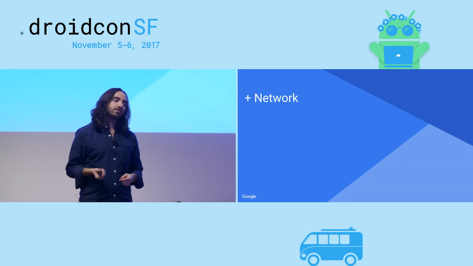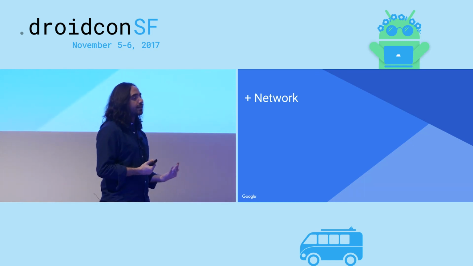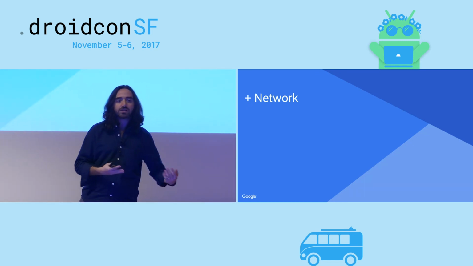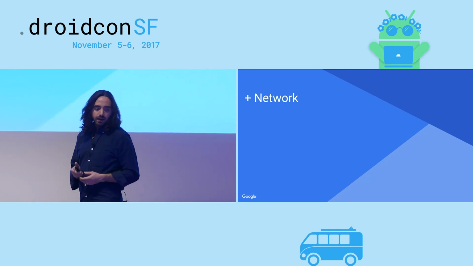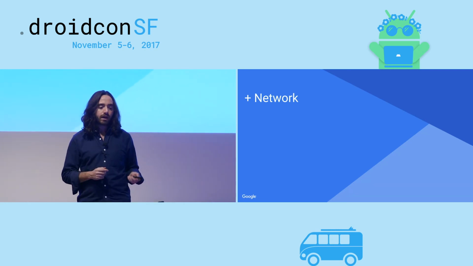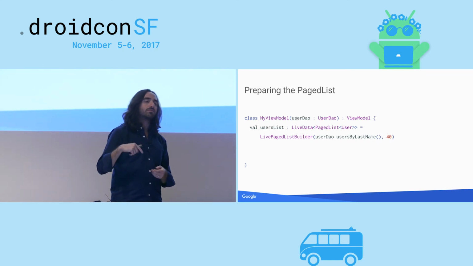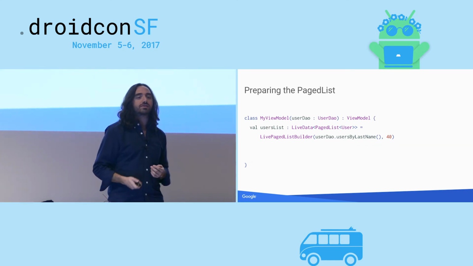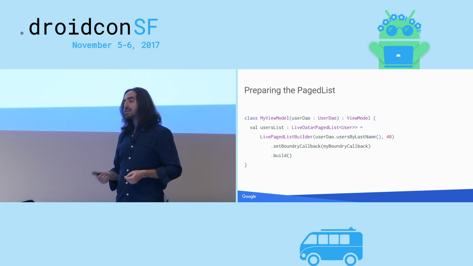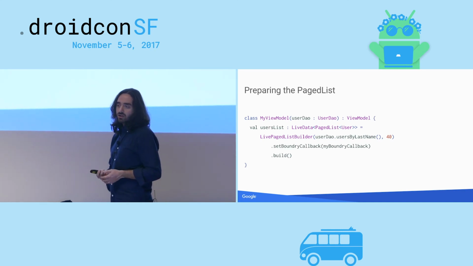Now, this is an even more experimental API I'm going to talk about right now. So we're trying to solve this case where you are paging from the database and also from the network. It's actually a very complex problem. The current API we are playing with looks something like this. So remember the ViewModel where we use this LivePagedListBuilder? It has this new method called setBoundaryCallback.